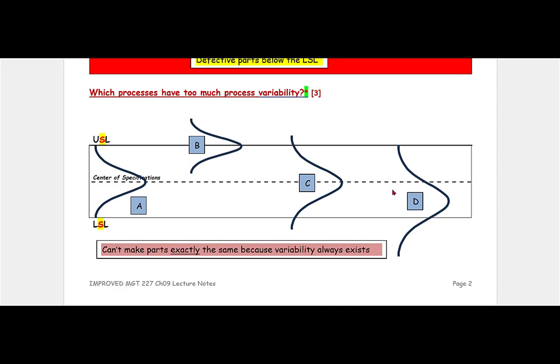I do want to point out you can't make parts exactly the same because variability always exists. You may have little differences in the material. You may have a machine that doesn't make parts exactly the same every time. Even temperature of the building could change and impact the variability.